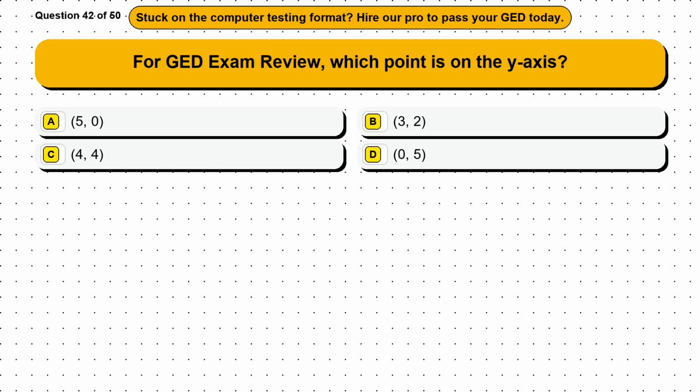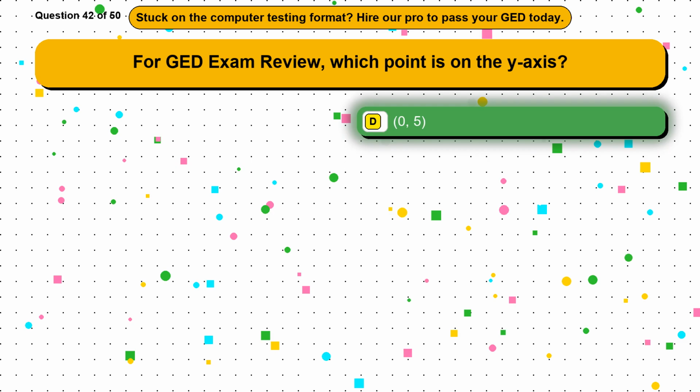Question 42. For GED exam review, which point is on the y-axis? Option A, 5, 0. Option B, 3, 2. Option C, 4, 4. Option D, 0, 5. The correct answer is option D.